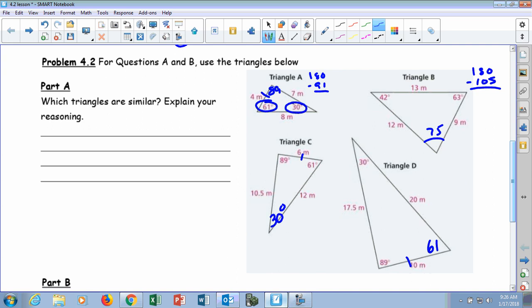So which triangles right now do you think are similar? Yeah, you can tell by the angles, right? If you notice, all these angles are the same. B has no matching angles, right? So it's A, C, and D, but there's more than just the angles, right? So our corresponding angles are equal.